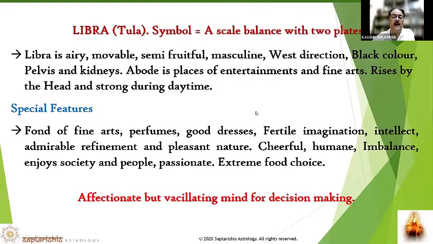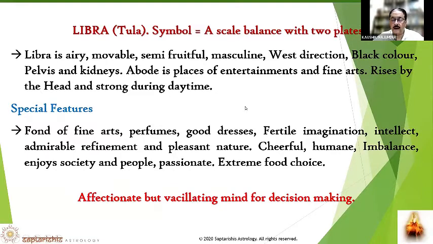Now I come to Libra. This is the Tula. Tula is the symbol, a scale balanced with two plates. So it's a sign of balance. Libra is airy, movable, semi-fruitful, masculine, west direction, black color. Body part is pelvis and the kidneys. Its abode is the place of entertainment and fine arts. Rises by the head, and strong during daytime.